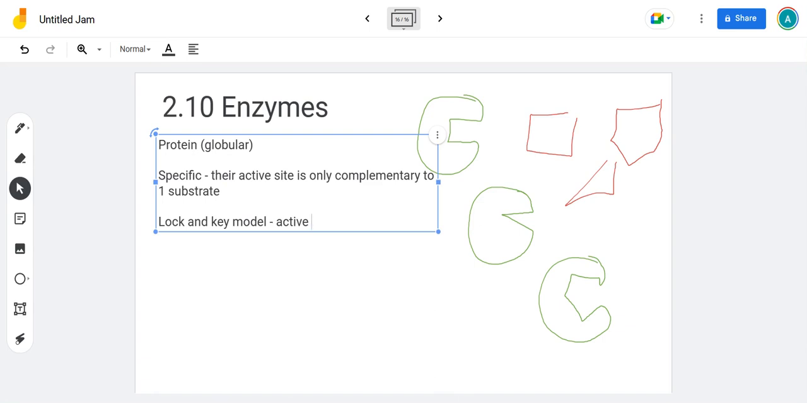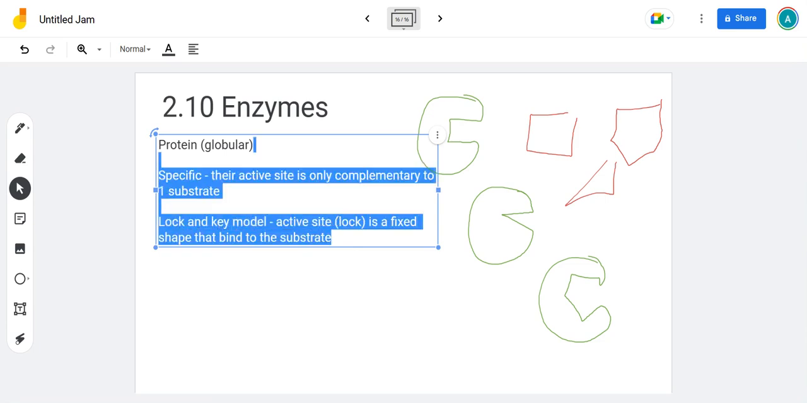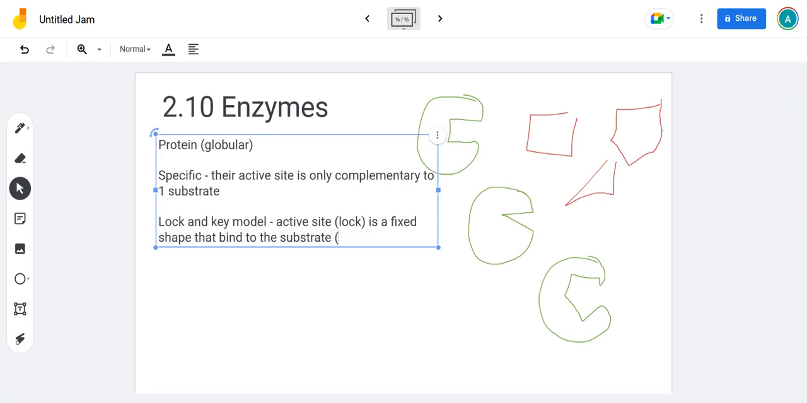Okay, but the key point about the lock and key model is the active site is a fixed shape that binds to the substrate. So we need to know, first of all, that the active site is what we're referring to as the lock, and the substrate is what we're referring to as the key. And we need to be specific that in the lock and key model, the active site, the lock part of it, is a fixed shape that can't change.